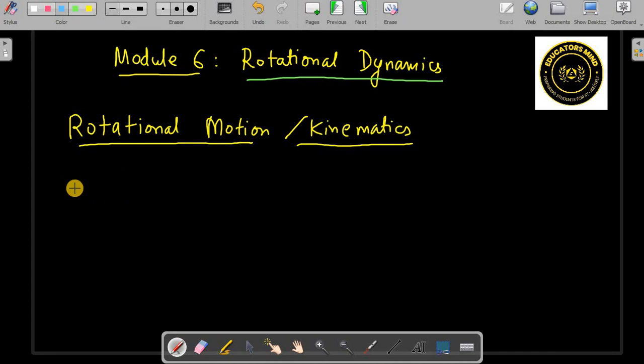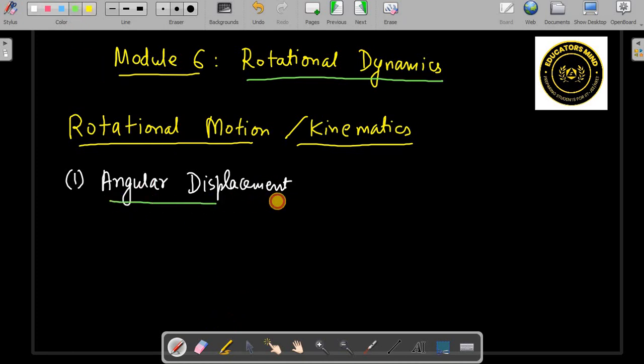Just like when you study motion, you study distance, displacement, all that. In the same way, the first topic that comes here is part of circular motion, but it can go beyond circular motion. So let's understand the first thing, which is called angular displacement. What is angular displacement?